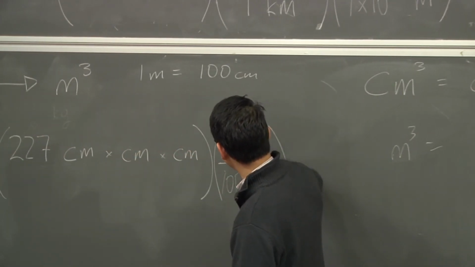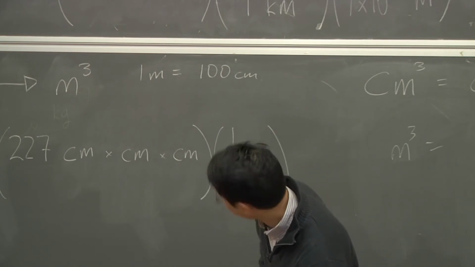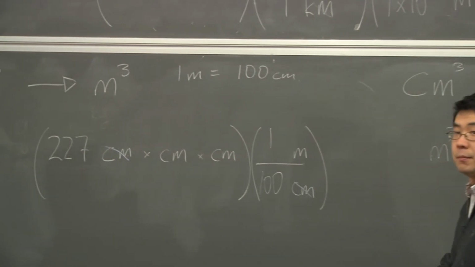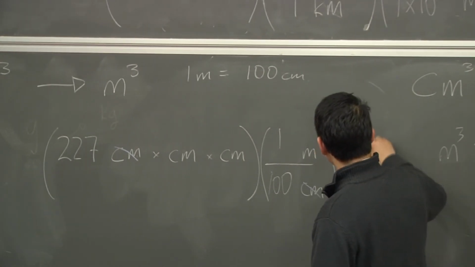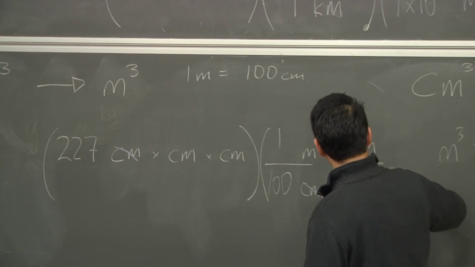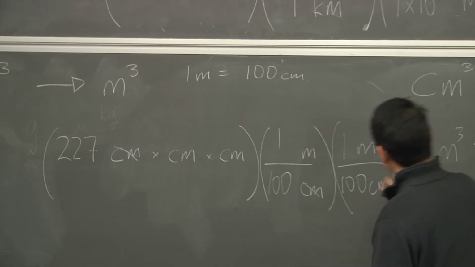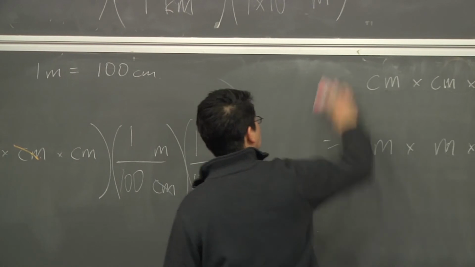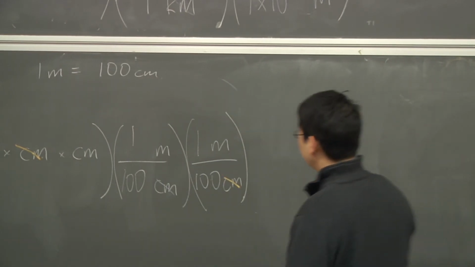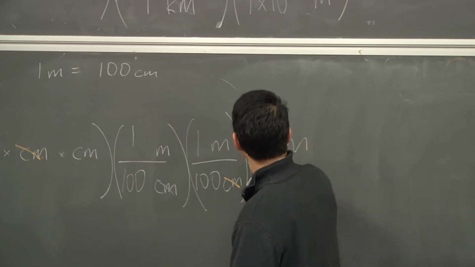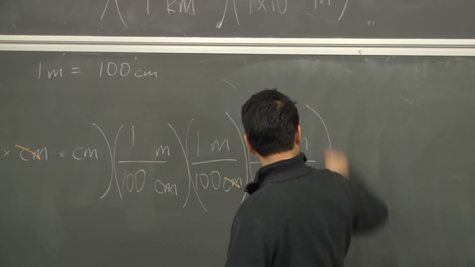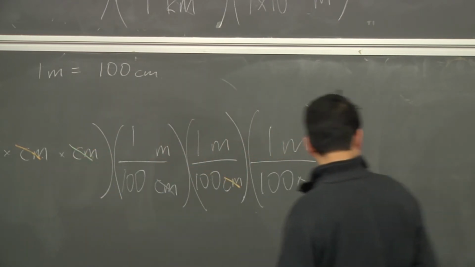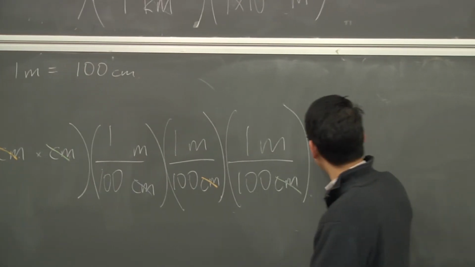100 centimeters equals 1 meter. What is that going to do? That's going to get me, am I done? No, I need to do it again. 1 meter, 100 centimeters. Am I done? No, one more time. 1 meter, 100 centimeters. Am I done? Yeah, except for the calculation, I'm done, yes.